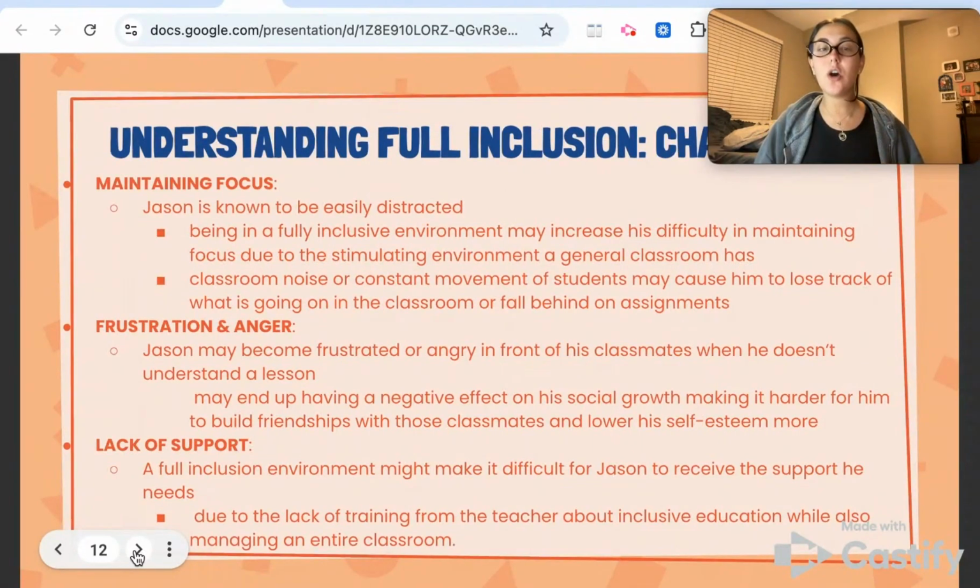So the challenges, though, would be maintaining focus, because we know that he's easily distracted, and a classroom can be noisy with constant movement of students. Frustration and anger: we know when he doesn't understand something, he becomes frustrated or angry. And lack of support: a full inclusion environment may make that difficult due to lack of training for the teacher about having to manage an entire classroom while working with students with disabilities.